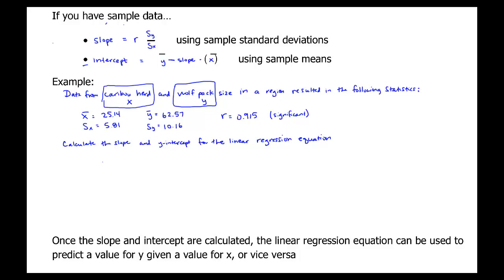So we need to calculate the slope and intercept for our linear regression equation. So remember, slope equals r, which is 0.915, times the standard deviation of y, which is 10.16, divided by the standard deviation of x, which is 5.81. And when you multiply all that out in your calculator, you should get 1.58. So there's our slope. Our intercept.